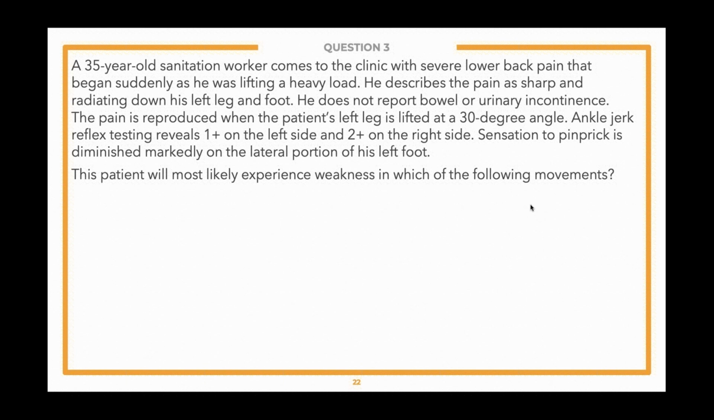All right, a couple more seconds here. All righty, let's take a look at that vignette. A 35-year-old sanitation worker comes to the clinic with severe lower back pain that began suddenly as he was lifting a heavy load. He describes the pain as sharp and radiating down his left leg and foot. He does not report bowel or urinary incontinence. The pain is reproduced when the patient's left leg is lifted at a 30-degree angle. Ankle jerk reflex testing reveals 1+ on the left side and 2+ on the right side.